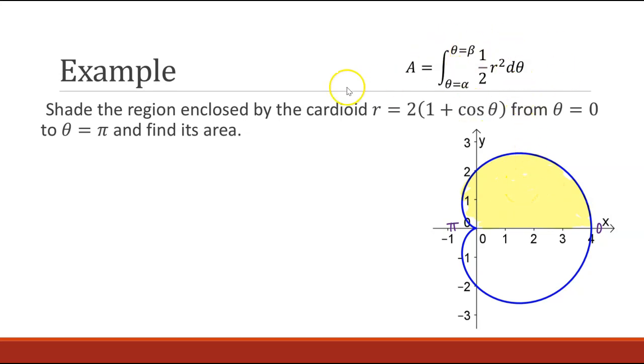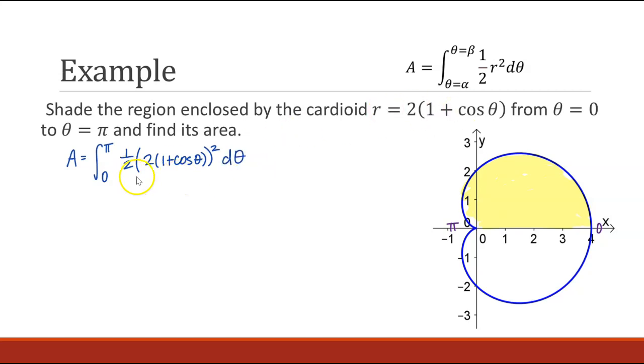And what we're going to do is use this area formula up here. So we're looking at A is equal to the integral from 0 to pi, and then we have 1/2 the radius. Well, the radius is given by the polar curve, r equals 2 times the quantity 1 plus cosine theta. So we have 2 times 1 plus cosine theta, all of that is going to get squared, d theta.